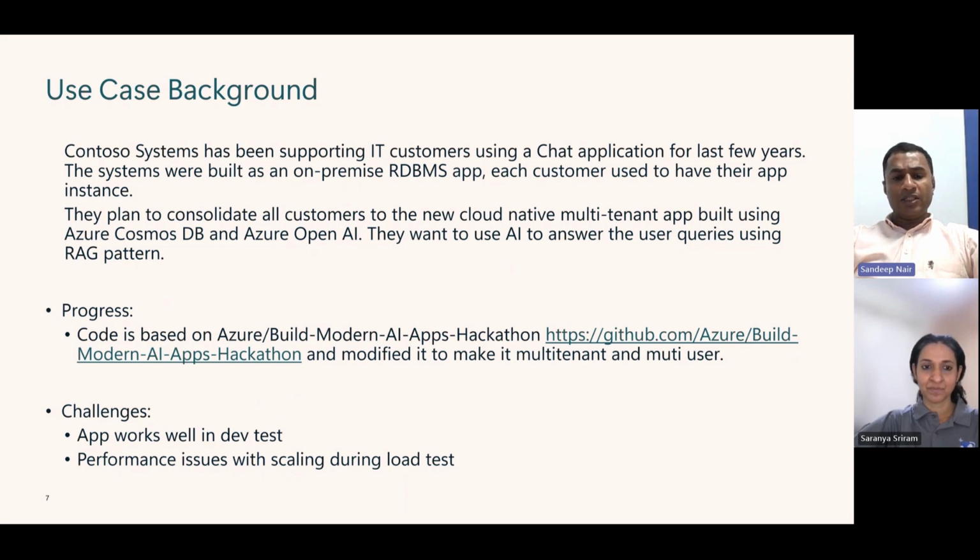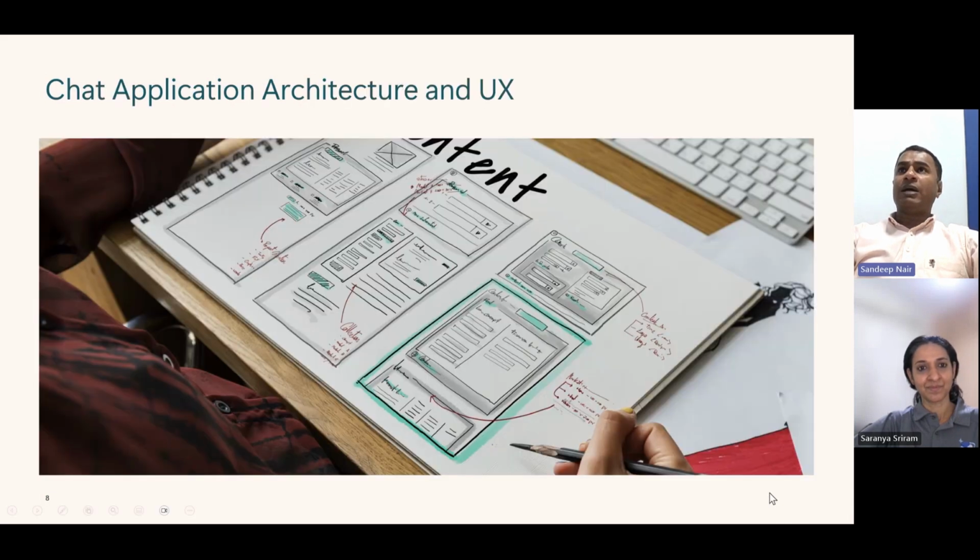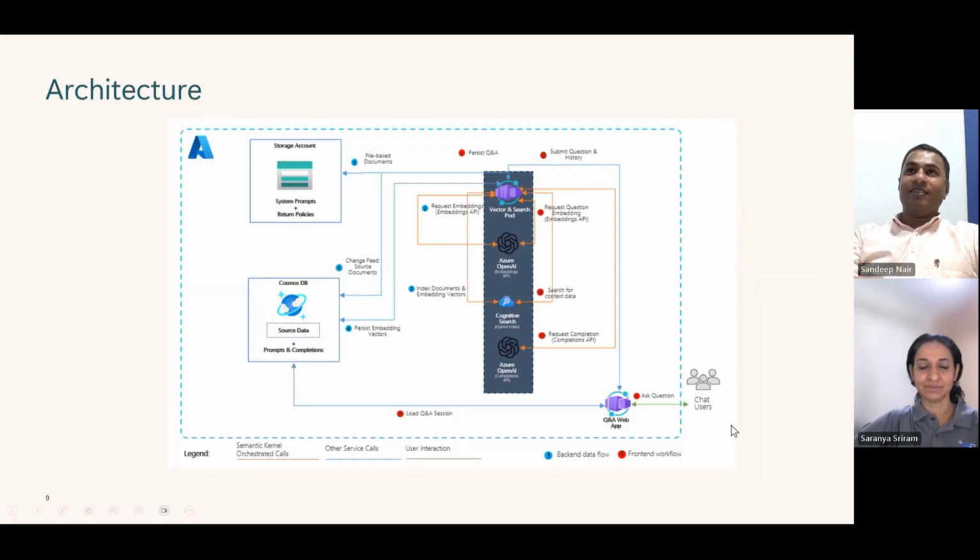What they came back to say is that the application works fine in dev test scenarios, but they were seeing some performance issues in their application during load testing, and they wanted our help to see what could be wrong. In this session, we are going to walk you through the issues that we saw and how we fixed them. So to start with, maybe I should walk you through what the architecture of the application looks like, and then the user experience of it. So let's start with the architecture.